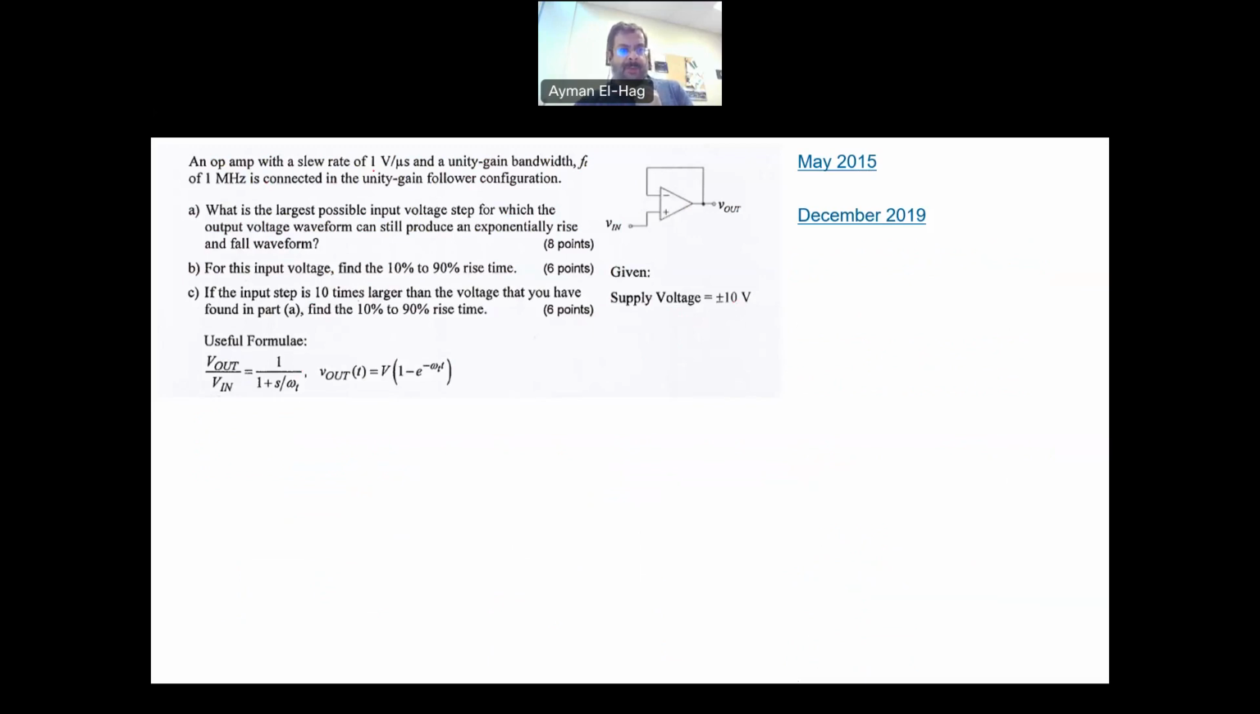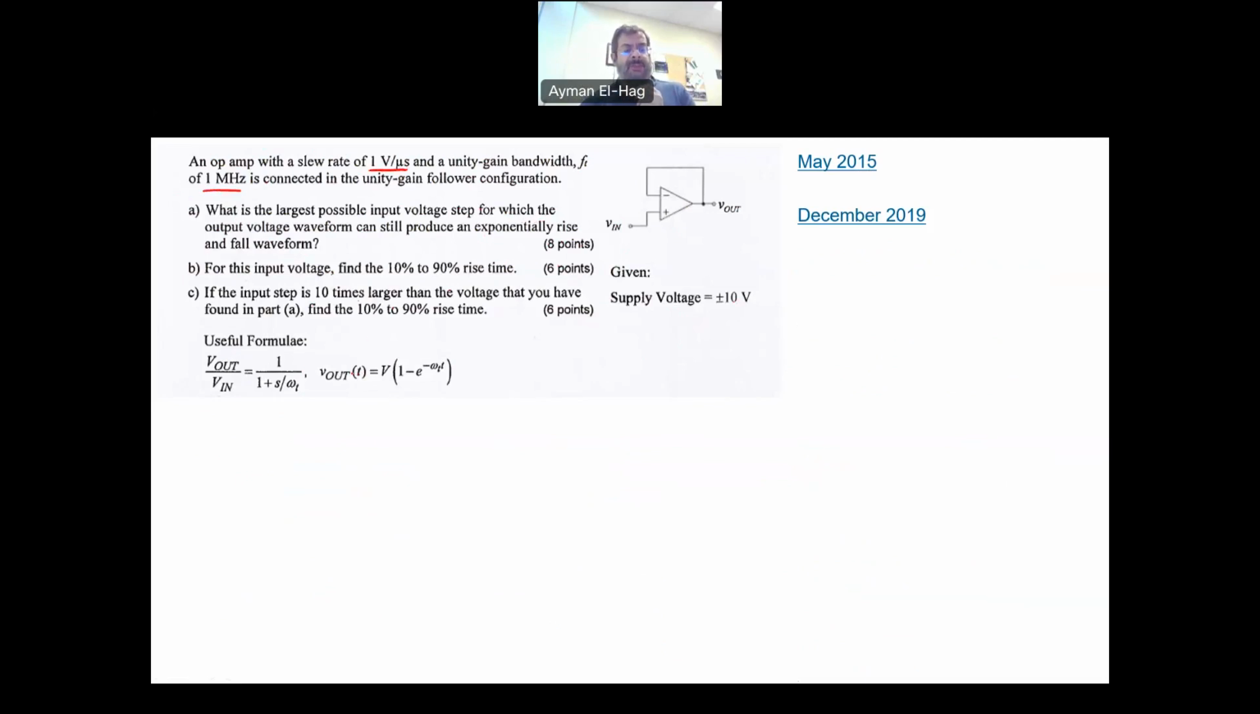Here we have an op-amp with the slew rate. So this is something you have to, once you see this, you know that this is a non-ideal op-amp and you have to consider the slew rate. With a unity gain bandwidth, with the unity gain, so this is basically a voltage follower. The bandwidth is 1 megahertz of your op-amp, connected in a unity voltage follower configuration.